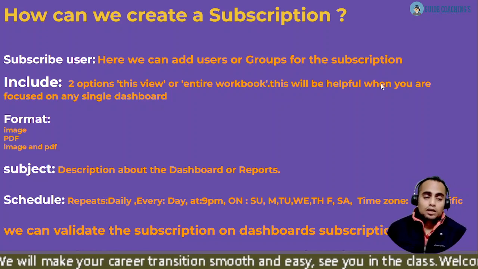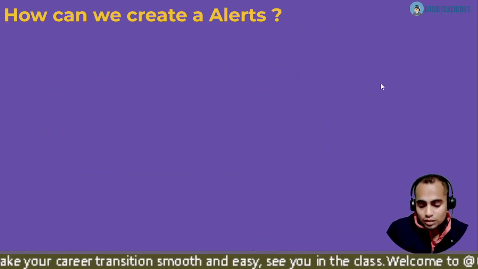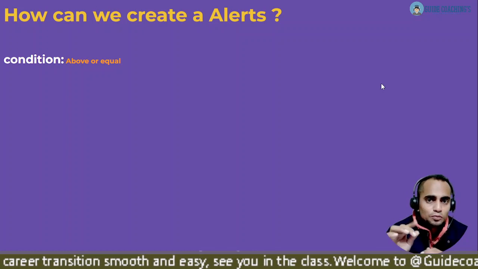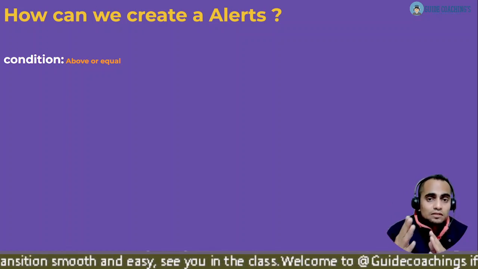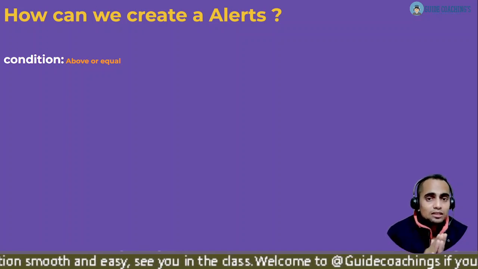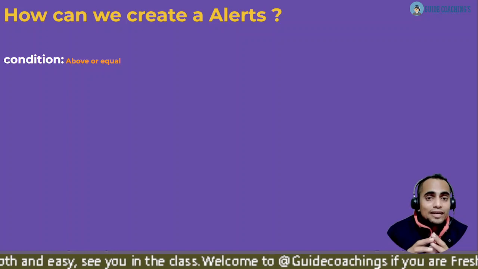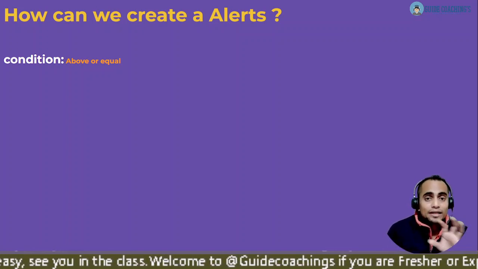Now talking about the other part, that is alerts, how we create alerts. An alert is a simple option: we go to the watch option and click on that, and we receive three options. The first one is subscription and the last one is alert. So we'll click on the option as alert. Once we click on it, we will get a pop-up where we will be adding the values.